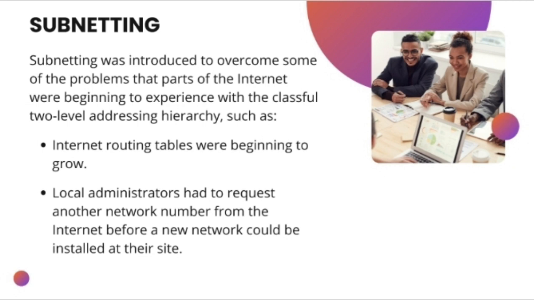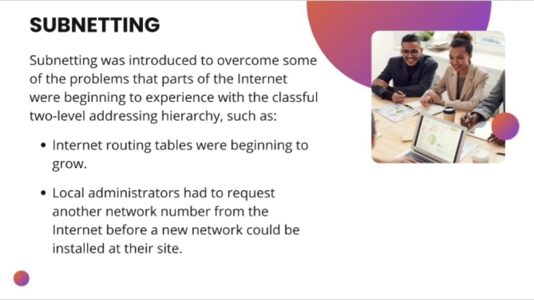RFC 950 defined a standard procedure to support the subnetting or division of a single Class A, B, or C network number into smaller pieces. Subnetting was introduced to overcome some of the problems that parts of the internet were beginning to experience with the classful two-level addressing hierarchy, such as, first, internet routing tables were beginning to grow, and second, local administrators had to request another network number from the internet before a new network could be installed in their site.